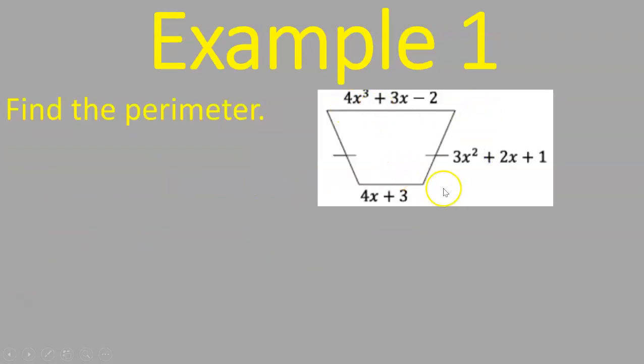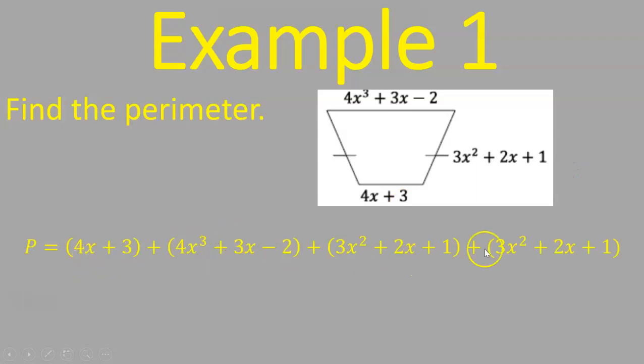This appears to be a trapezoid, an isosceles trapezoid specifically, and we'll learn that later. But what we need to know now is these little hash marks mean that these two sides are the same length. And we'll talk about, again, vocabulary terms. So we have to understand that both of these sides are 3x squared plus 2x plus 1. Perimeter means to add up all the sides.